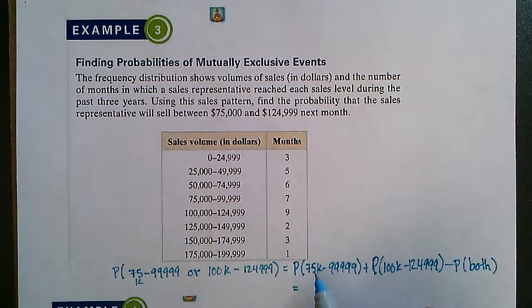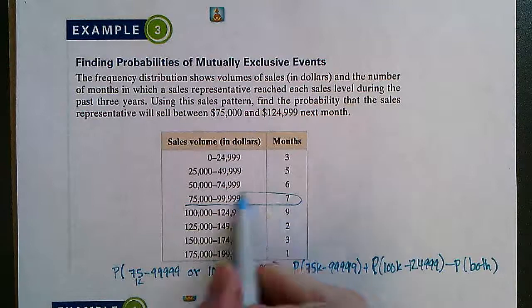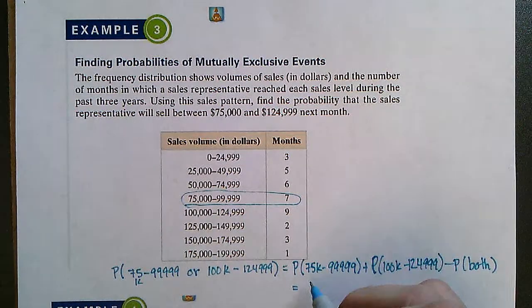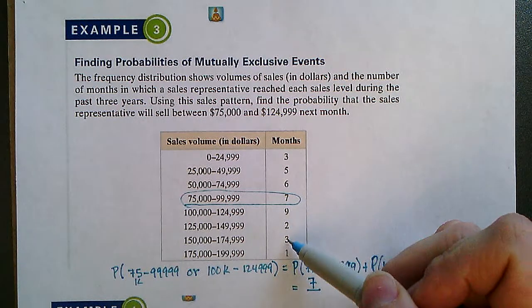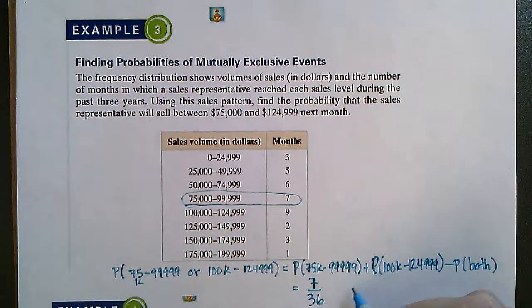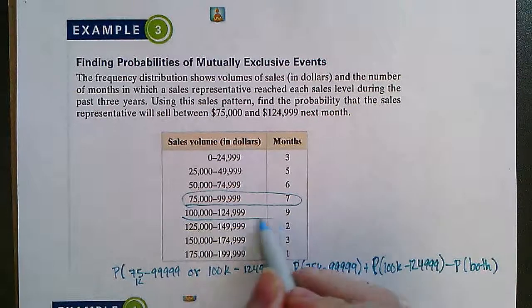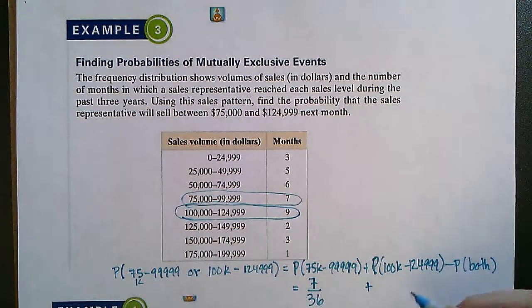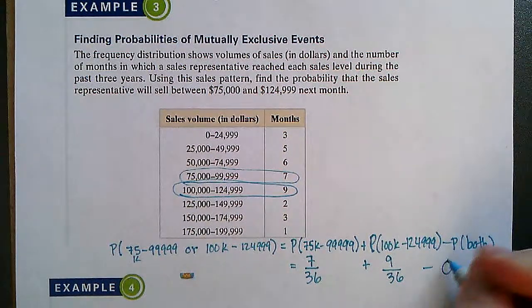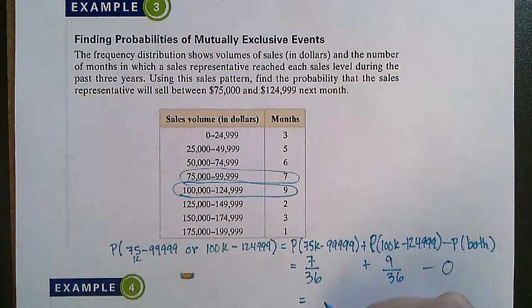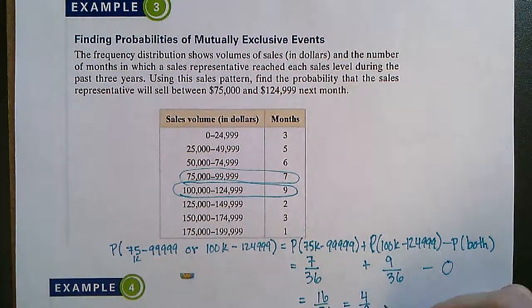So probability they sell between 75 and 99,999, that is 7 out of the total here, which is 36, plus the probability for $100,000 to $124,999, which is 9 out of the 36, minus the probability they fall in both categories, which would be 0. So this ends up being 16 out of 36, which is 4/9, or 0.444.